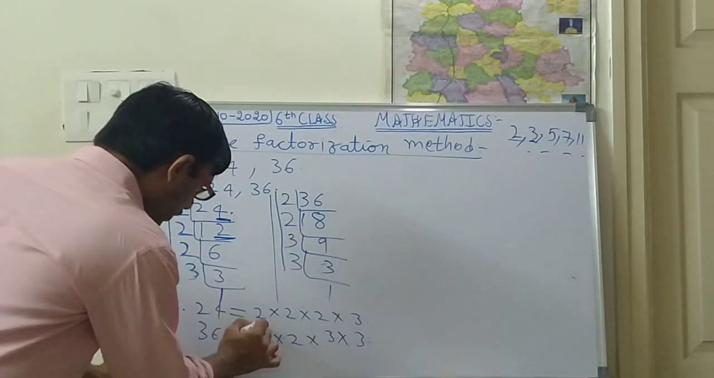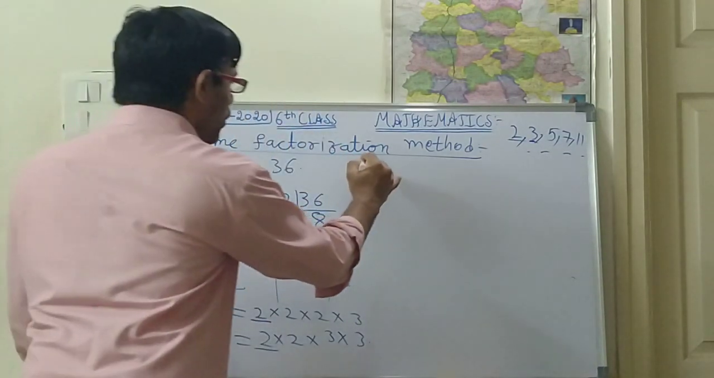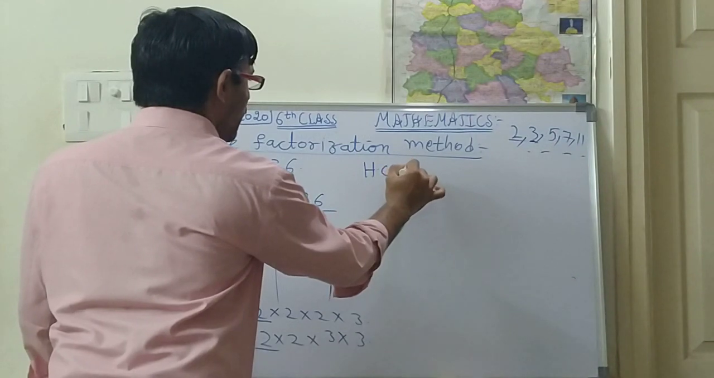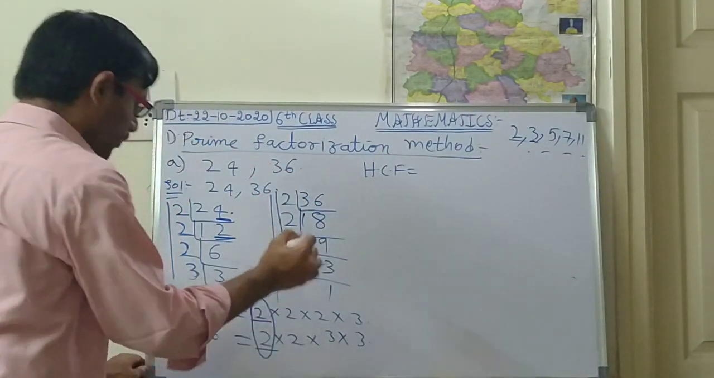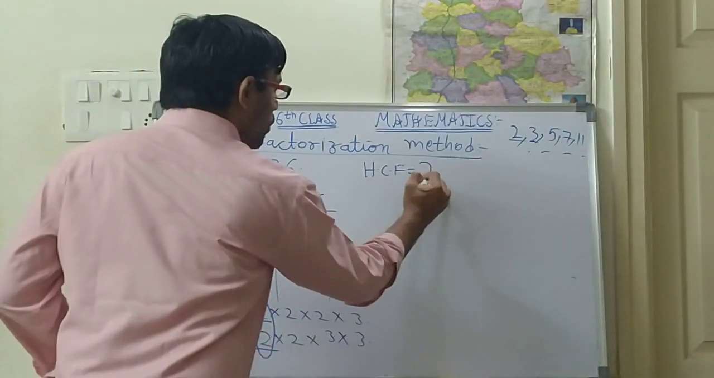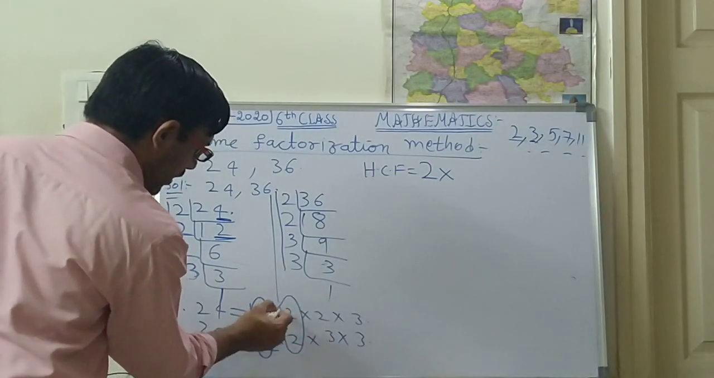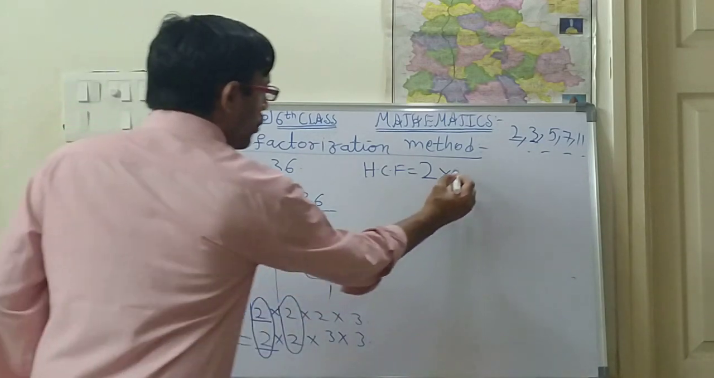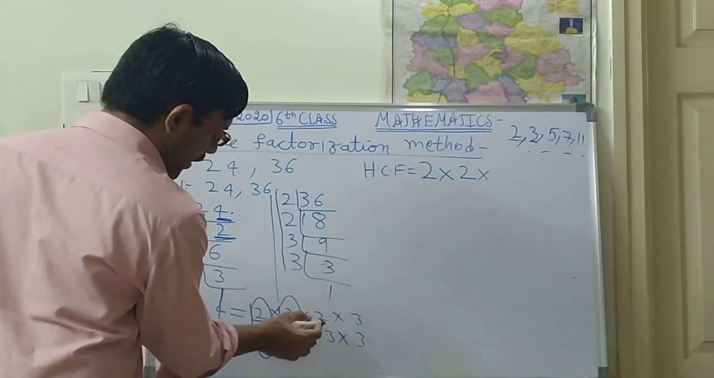See children, here 2 is there, here 2 is there. Take only one 2. So HCF is equal to, here one pair of 2 is there. Take only one 2 here. Next, another pair of 2 is there. So from this pair you take only one 2. Next, is there any other pair?